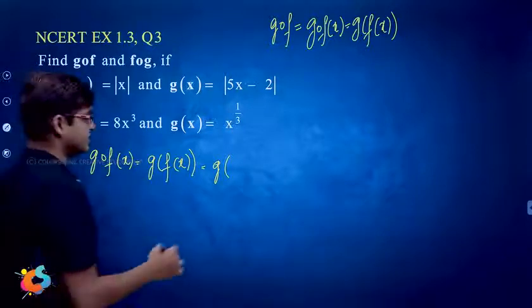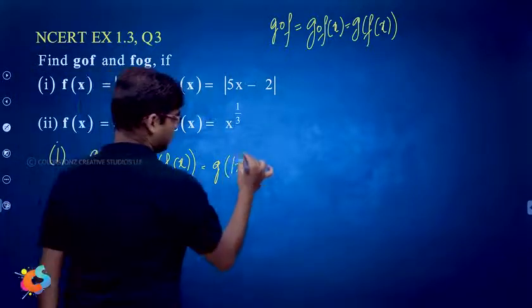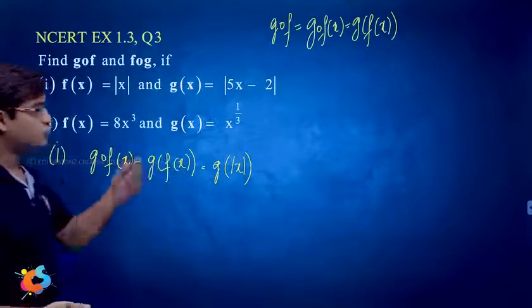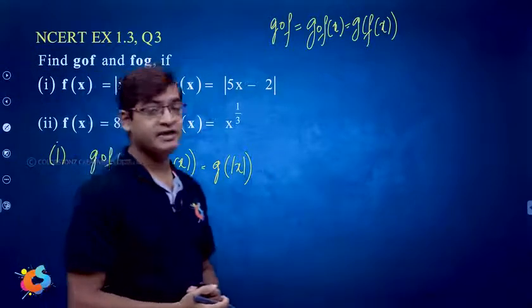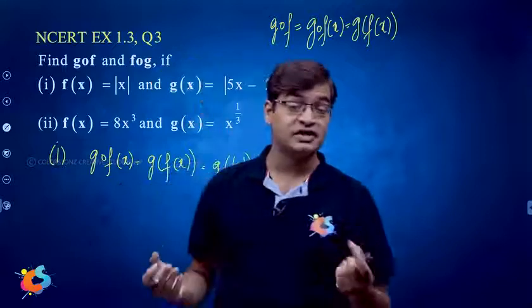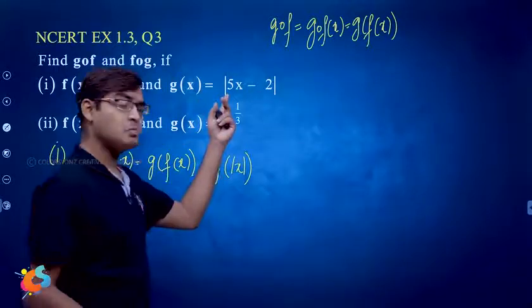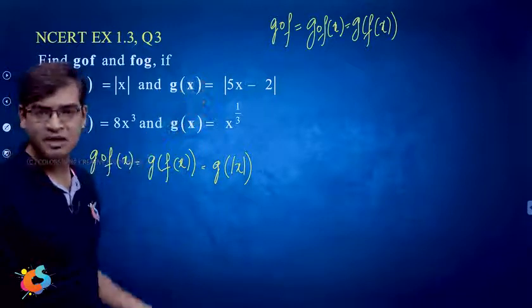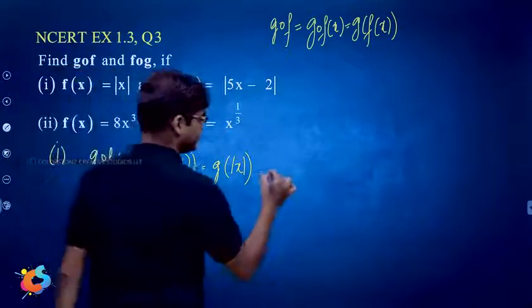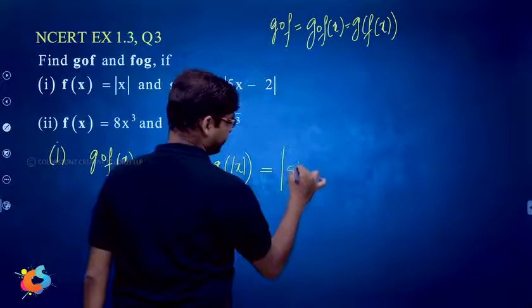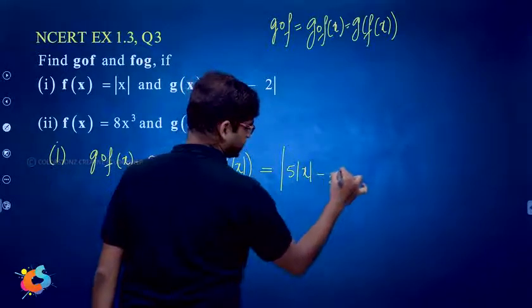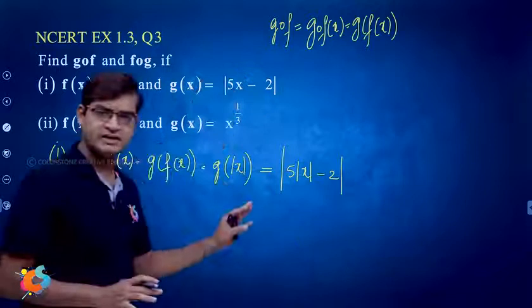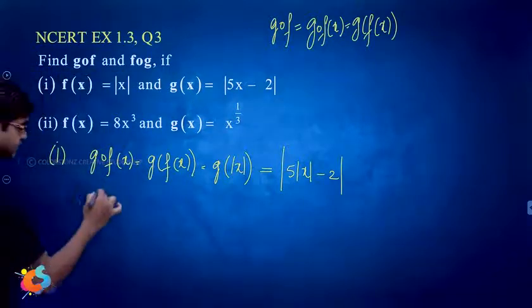So here, G circle F of x, you can write as G of F of x. First you replace the innermost function and then you come outwards. So F of x is equal to mod x. After this, it is very simple. G of x is equal to mod of 5x minus 2. So what is G of p, let us say? Mod of 5p minus 2. Whatever is there, you put in place of x. So here mod x is there, so mod of 5 mod x minus 2. Simple. Found out. So this is G circle F of x.